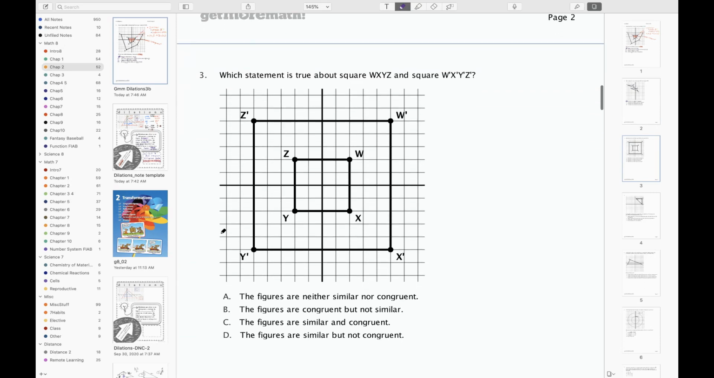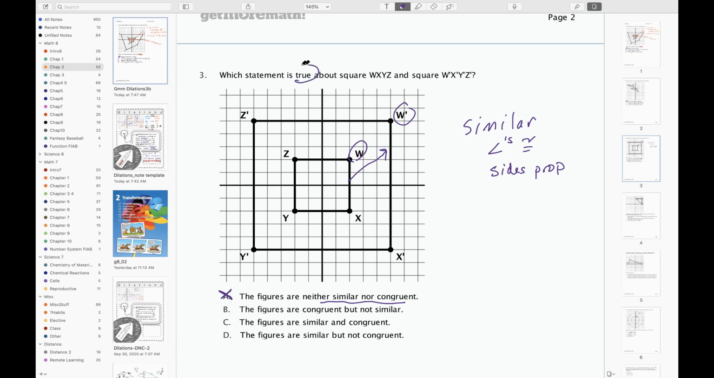Okay, which one of these is true? So obviously we have a dilation. It's an enlargement because this is the image. This is the original. So I know that they should be similar, which means I know that the angles are congruent and the sides are proportional. Okay, so let's take a look at that. Okay, so the figures are neither similar nor congruent.